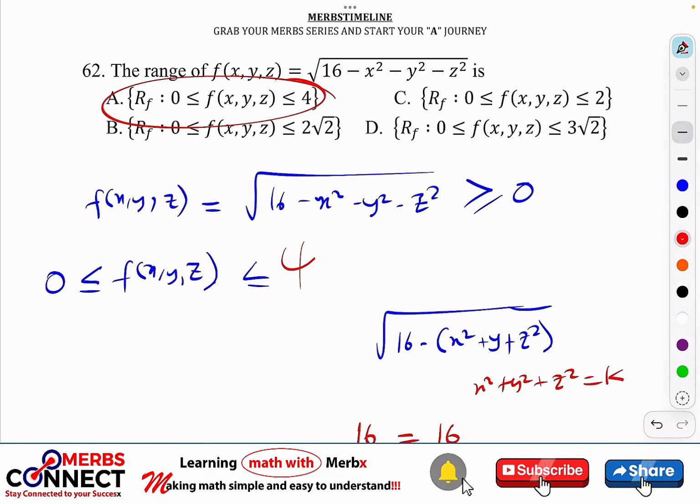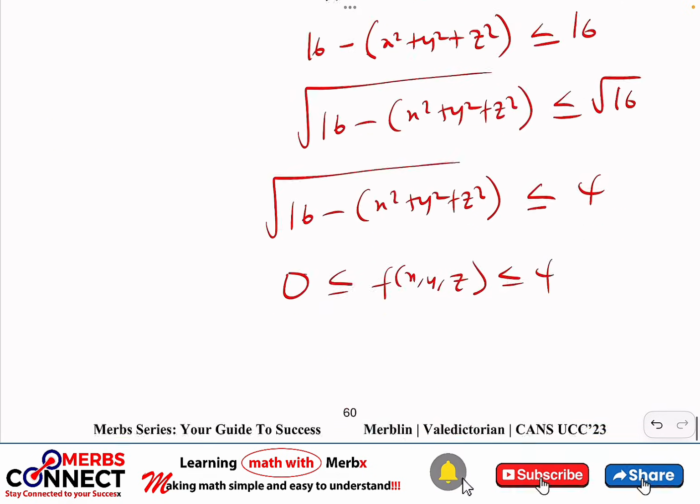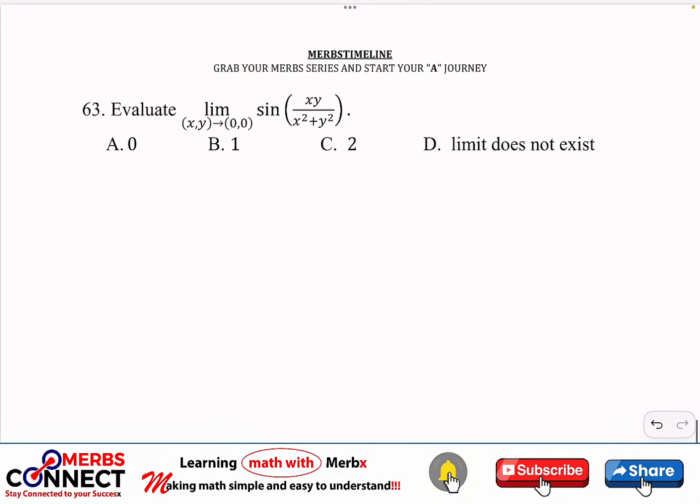So the strategy: anytime you have a function of this form, just take the square root of this. So if this is 1, the square root of this is 1, so it should be 0 to 1. If this is 4, the square root is 2, so 0 to 2. If this one is, let's say, 3, the square root of 3 is square root of 3, so this is going to be 0 to square root of 3. Right. So that is the strategy there. We have like 7 more questions to go.